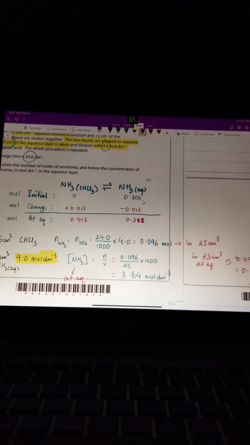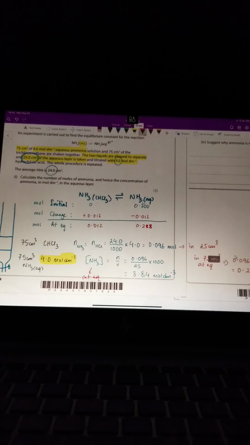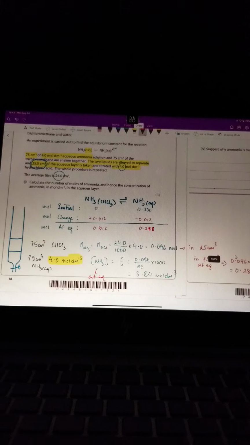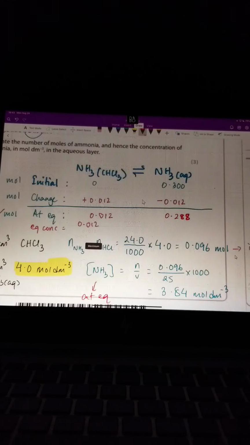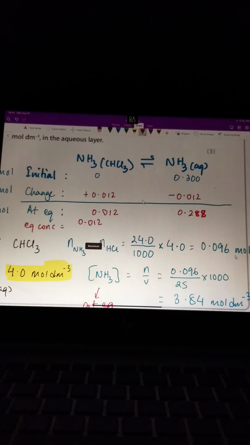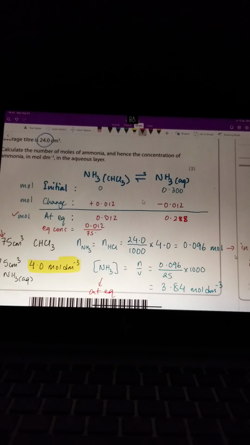I found the moles. Now I would divide by volume. The volume is 75 cm3. So the equilibrium concentration is equal to 0.012 divided by 75 divided by 1000. And then I would.